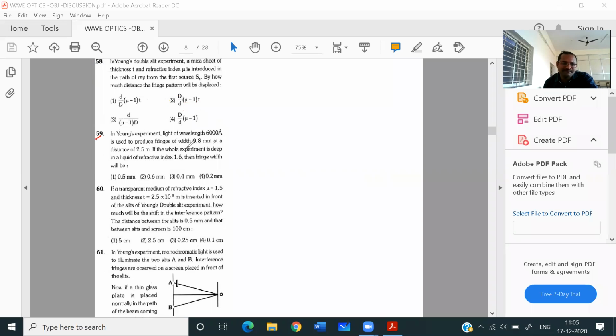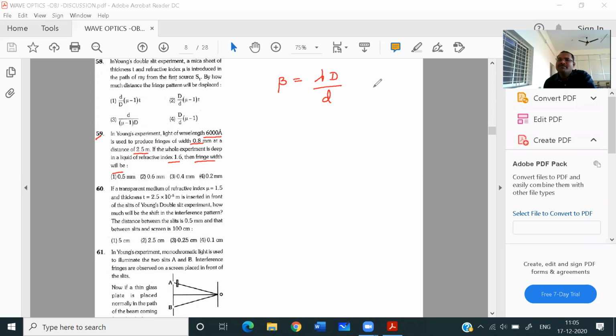Next, question number 59. In Young's experiment, light of wavelength 6000 angstrom is used to produce fringes of width 0.8 millimeter at a distance of 2.5 meter. If the whole experimental setup is dipped in a liquid of refractive index 1.5, then what happens to the fringe width? Do you know the fringe width formula? Fringe width beta is equal to lambda capital D by small d.